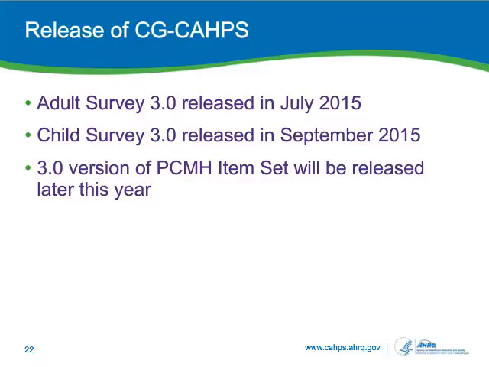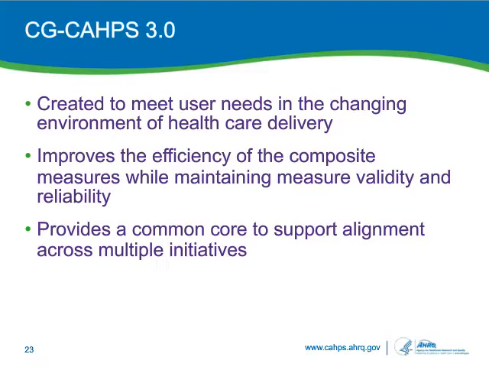So as you review and digest the information in today's webinar, please keep in mind that we created CG-CAHPS 3.0 to better meet user needs in the changing environment of healthcare delivery. The updated survey improves the efficiency of the composite measures while maintaining measure validity and reliability. And last but not least, we have a common core to support alignment across multiple initiatives.